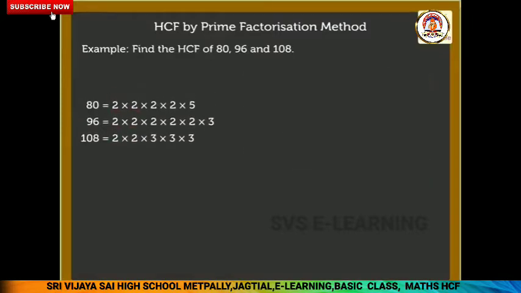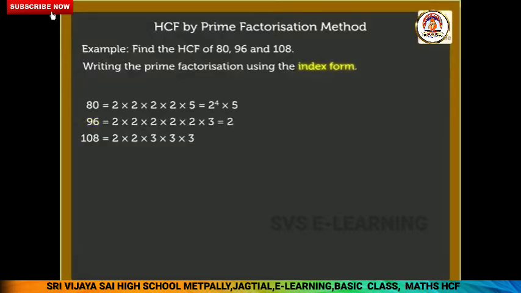Now, we can also write the prime factorization using the index form. Let us see how. 80 is equal to 2 raised to the power of 4 into 5. 96 is equal to 2 raised to the power of 5 into 3. 108 is equal to 2 squared into 3 cubed.